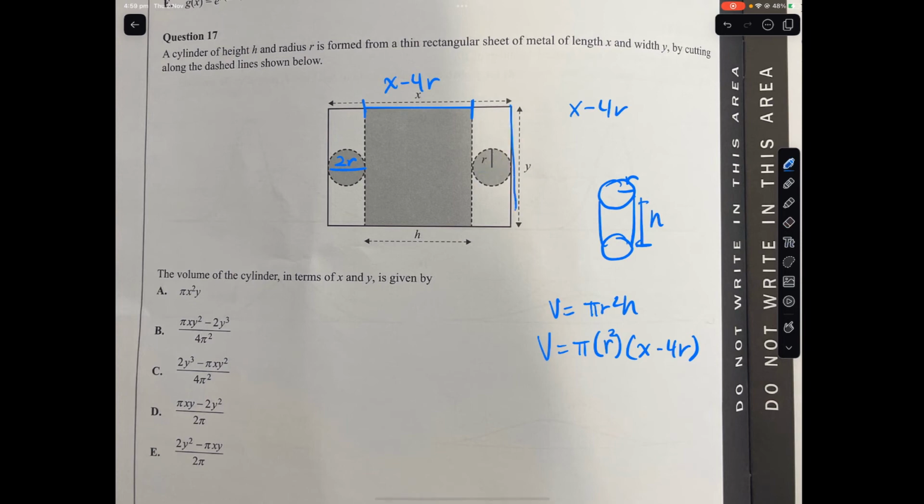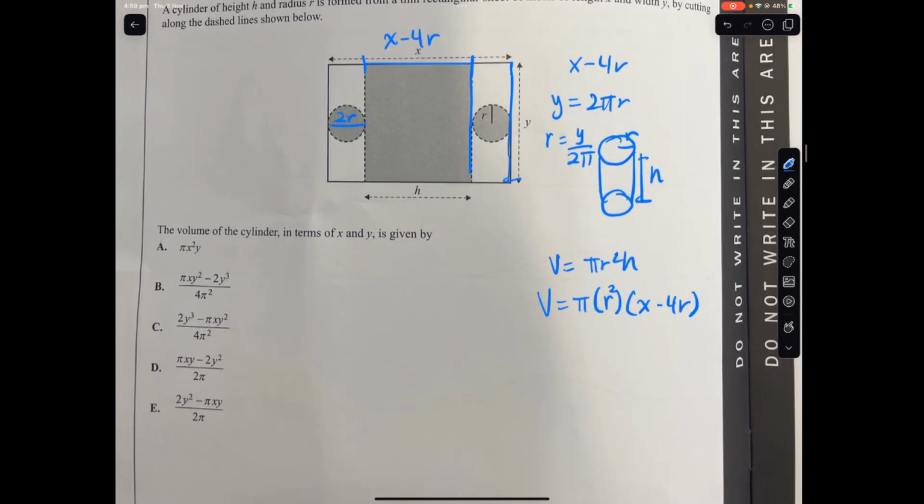So, okay, we also know that if this here is y, when the thing gets rolled, this length, the actual y length, should equal the circumference of this circle. So y equals 2 pi r. If I rearrange it to get r, it's y over 2 pi. So if I sub that in, volume is equal to pi, y over 2 pi squared, x minus 4, y over 2 pi squared.